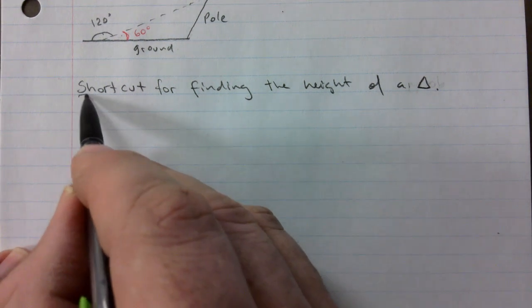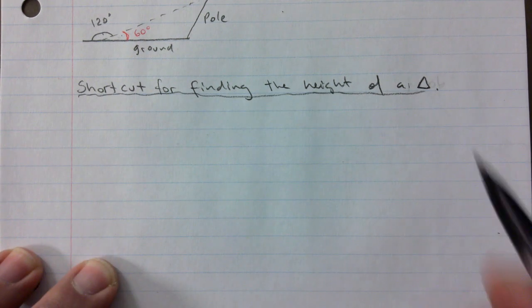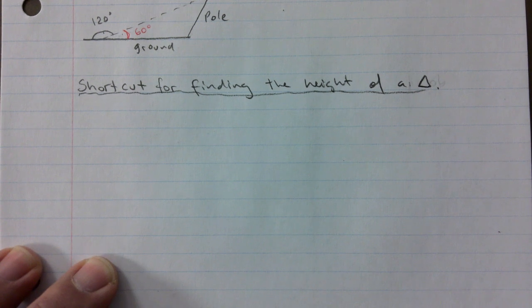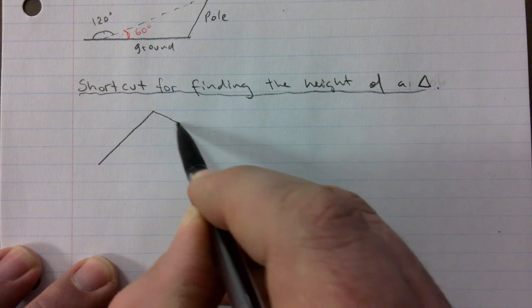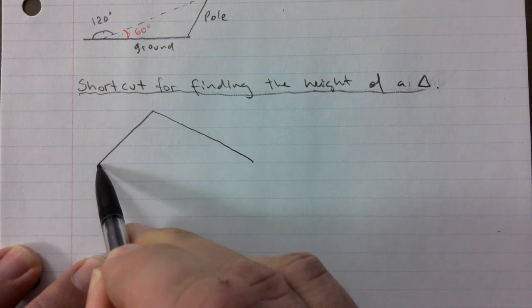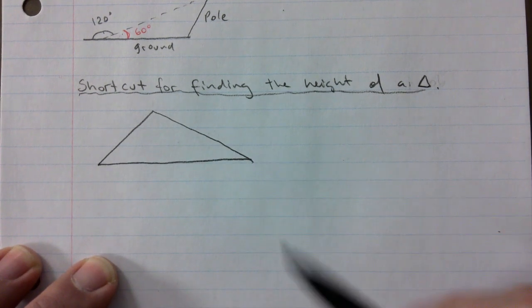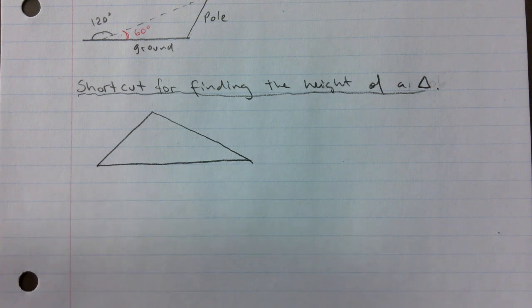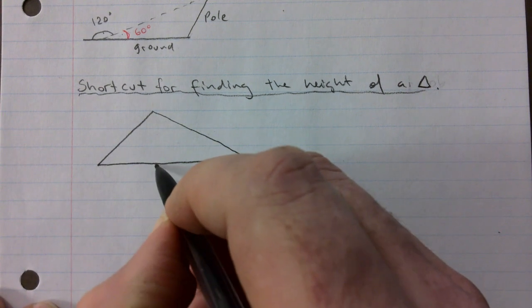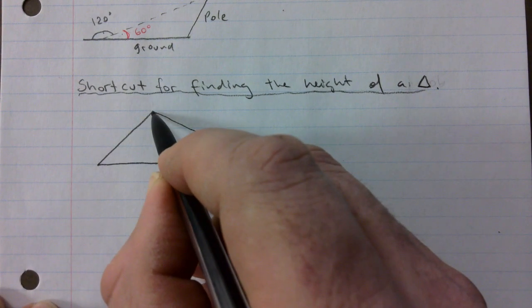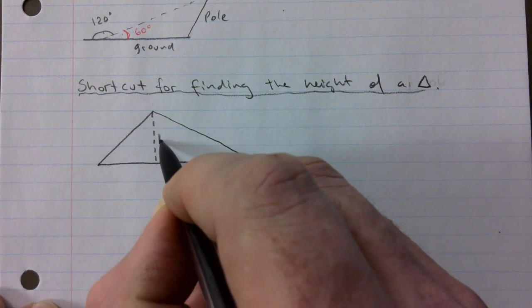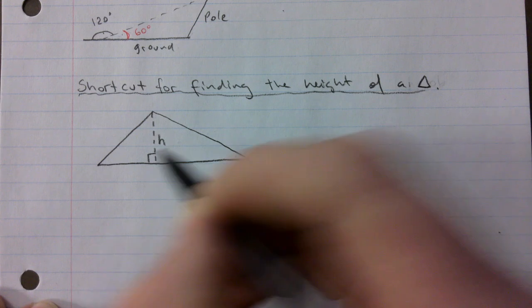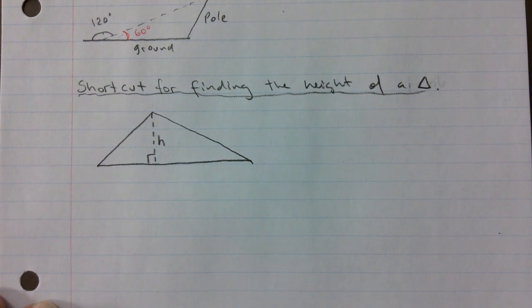This is a shortcut. If I have time, I'll actually show you why that works. But if you have a triangle like this, the height is always located, it goes from the base to the highest point. So the height is technically inside this triangle, and it always makes a 90 with the ground.